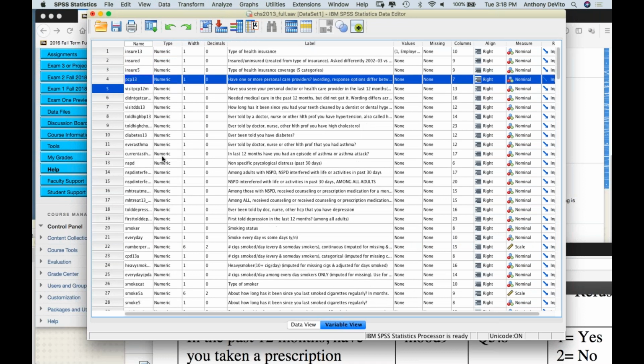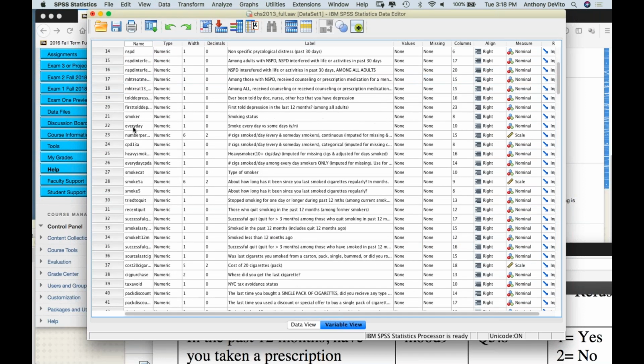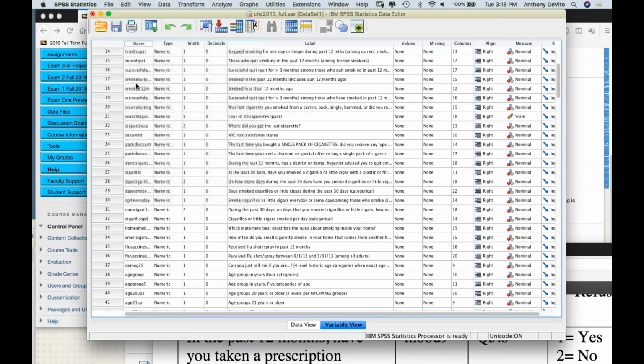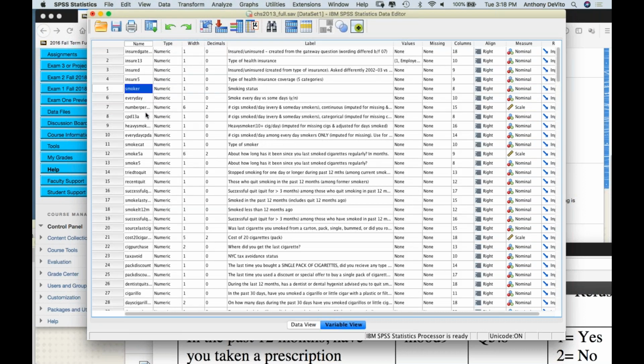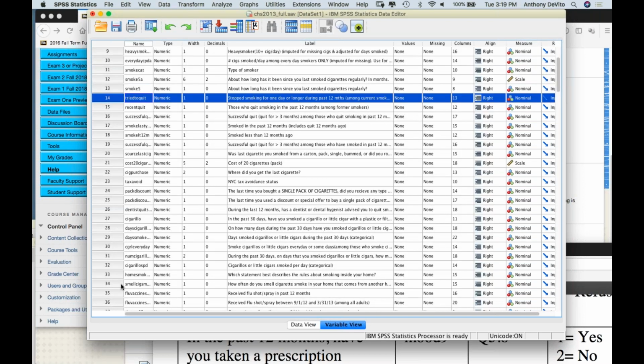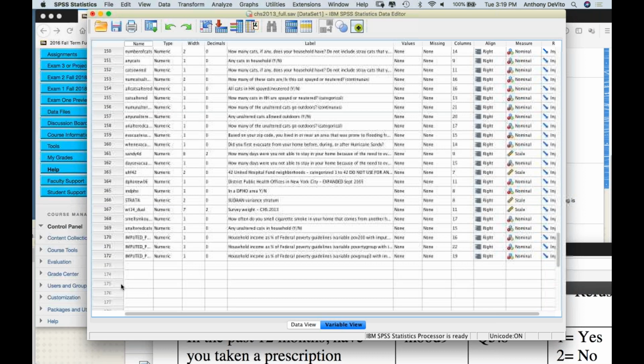And then let's say I want to work with whether people are smokers or not. Okay, so I'm going to get rid of all of this. Clear. So I've got insurance and smoking status. Here's some more smoking stuff. Type of smoker, so on and so forth. I'm going to keep those variables on smoking and insurance. I'm going to get rid of everything else.